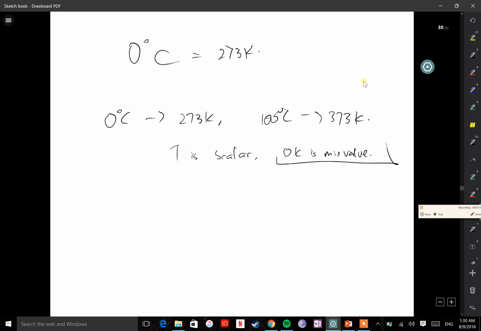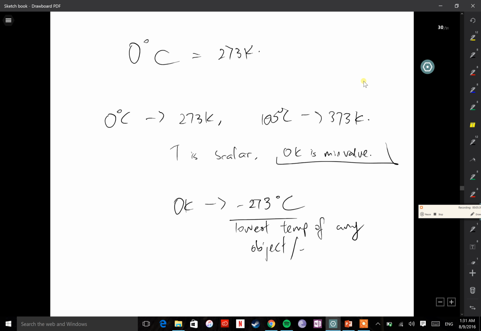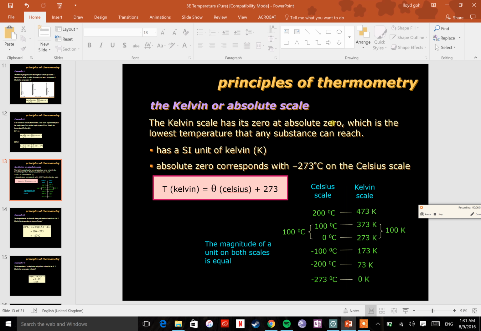Basically, 0 Kelvin corresponds to -273°C. This is the lowest temperature any object can go to by far. And when I say object, I really mean element also. It cannot be lower than 0 Kelvin. There's no physical significance to it if you look at it from the perspective that temperature is a scalar; it can't go in another direction. So that's the idea for Kelvin and degrees Celsius.